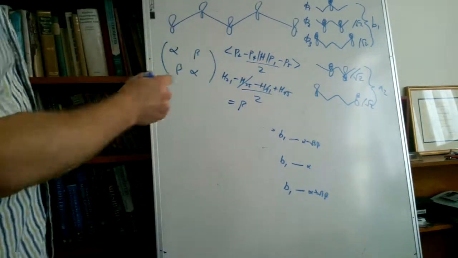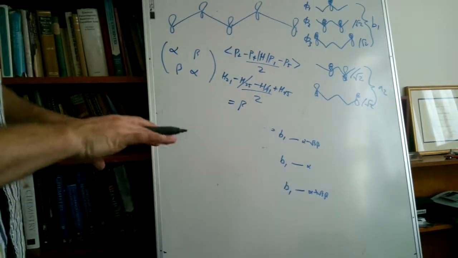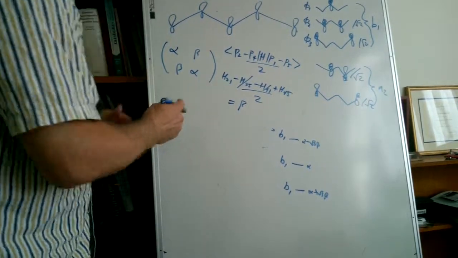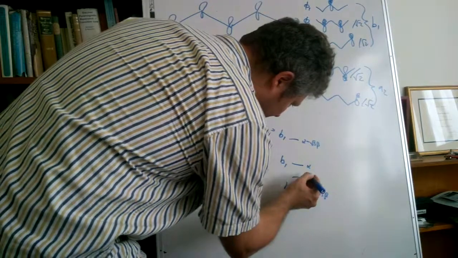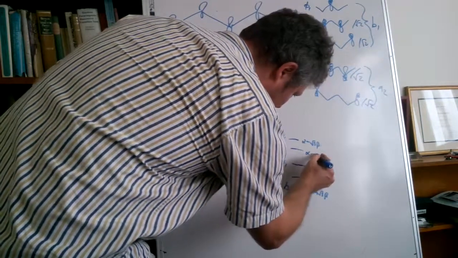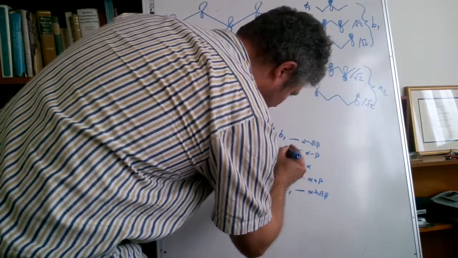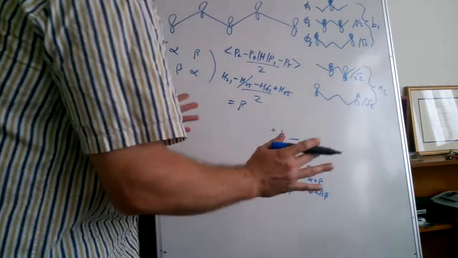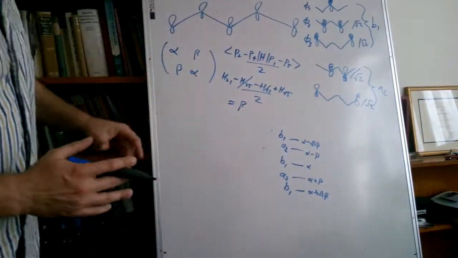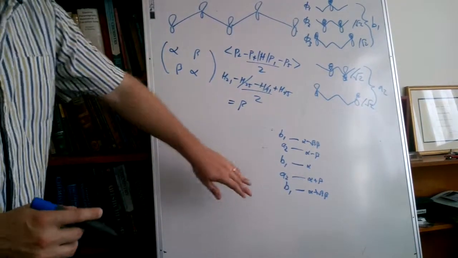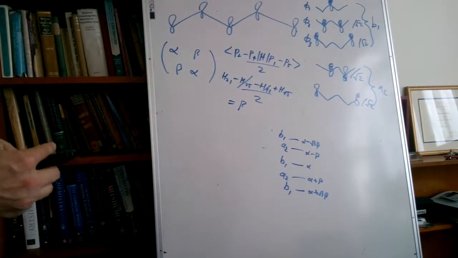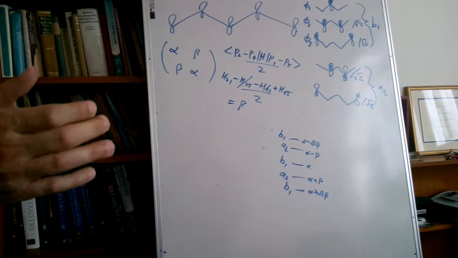So this is the standard 2 by 2 degenerate problem, which splits into alpha plus or minus beta. Alpha minus beta, alpha plus beta, and these are the A2 orbitals. And so 5 orbitals in a row split up into 5 orbitals, nicely, beautifully spaced. And that's that.